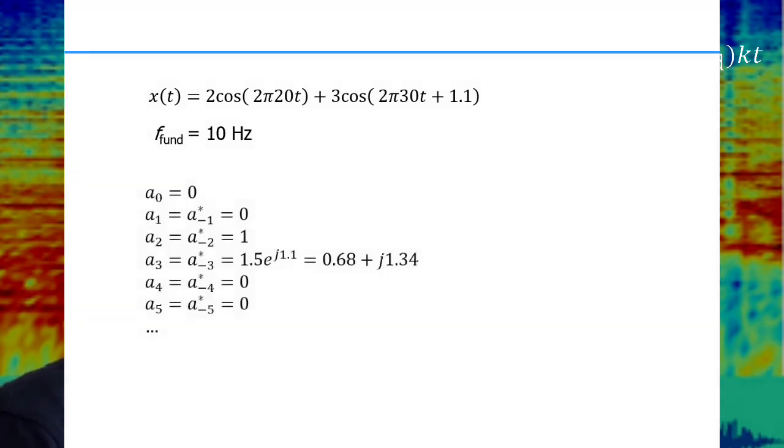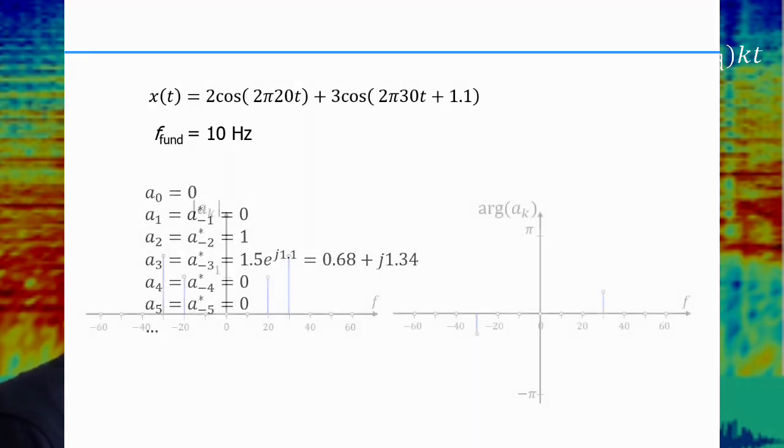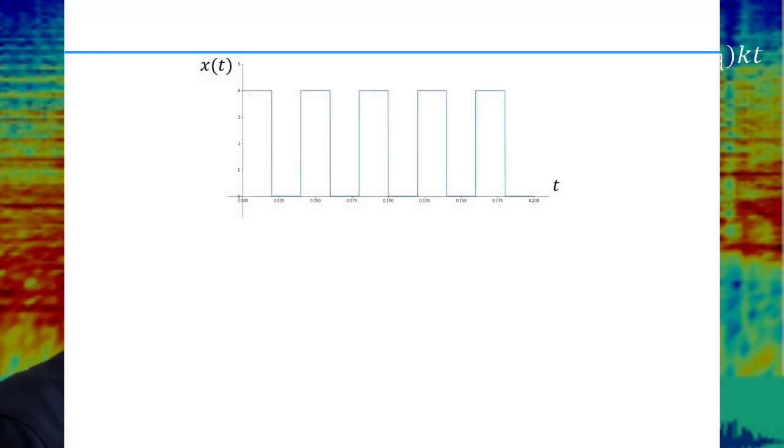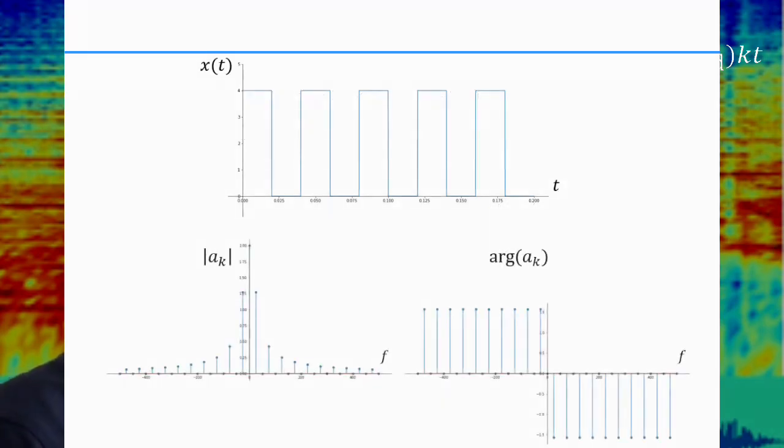So the Fourier coefficients are these. And this is what the resulting amplitude and phase spectrum looks like. For a more complex signal like this square wave, we can also find the amplitude and phase spectrum, shown here.